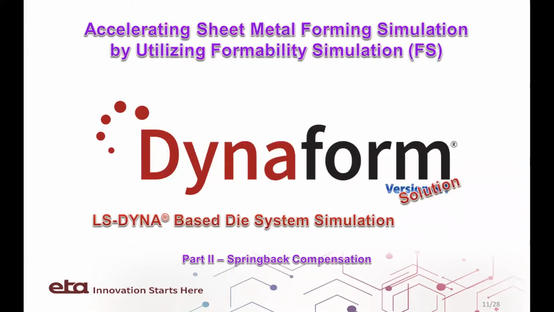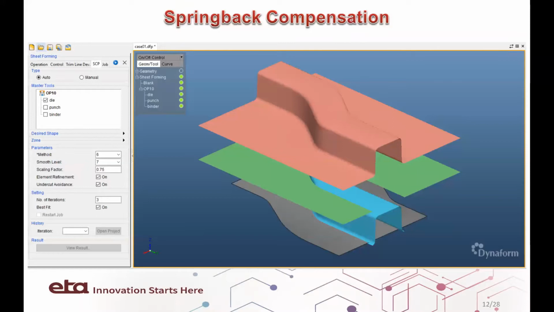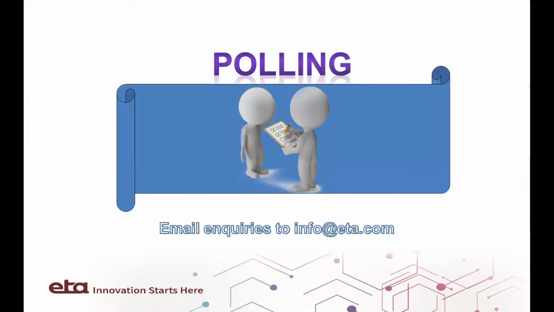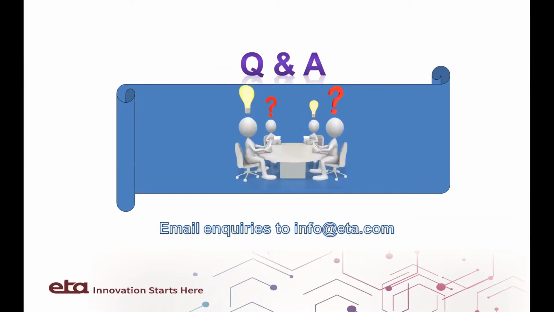In part 2, we will have this very classic S-rail example to show you how to conduct Springback compensations using the automatic approach. At the end, we will run the polling followed by the Q&A. Now, I would like to pass the torch to my colleague, Ming. Ming, over to you. All right, thanks a lot, Jensen.